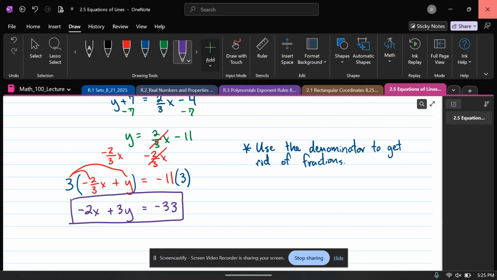Now, that satisfies the rule of no fractions. And it also satisfies the rule that you can't divide everybody by the same number other than 1, because 2 and 3 don't have anything else in common besides 1. And 2 and 33 don't have anything else in common besides 1. So that fits the rules for standard form. So there's my standard form for that. Boom.